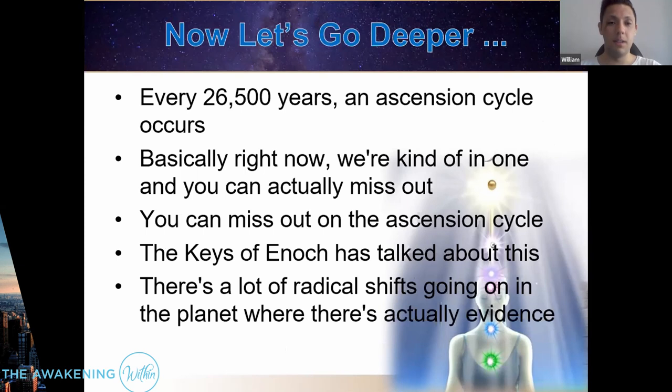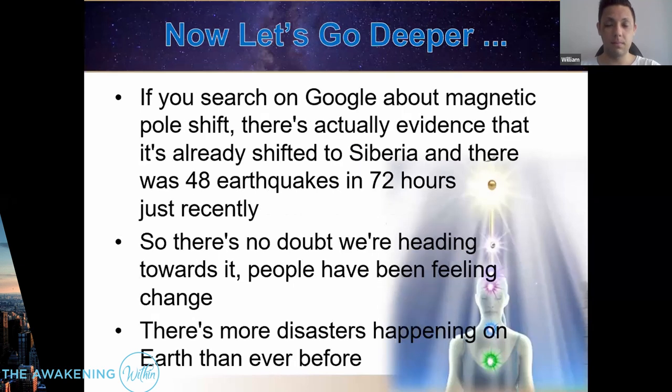Now let's dig deeper. Every 26,500 years, an ascension cycle occurs, like we mentioned before. And basically, right now, we're kind of in one, and you can miss out. Like we said, you can miss out on the ascension cycle and actually ascending back to God. The Keys of Enoch has talked about this. There's a lot of radical shifts going on in the planet where there's actually evidence. If you search on Google about magnetic pole shift, there's actually evidence that it's already shifted to Siberia, and there were 48 earthquakes in 72 hours just in recent years. So there's no doubt we're heading towards it.